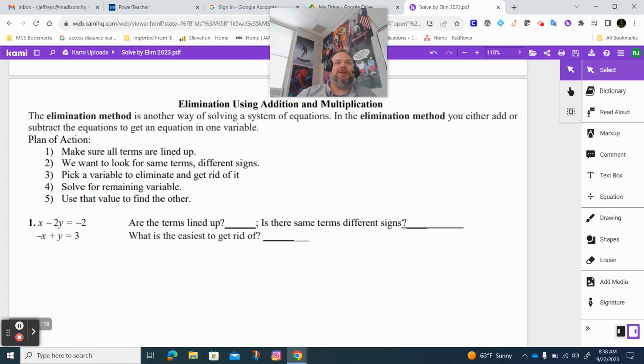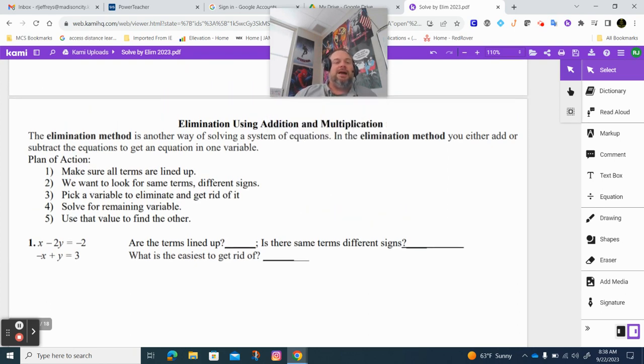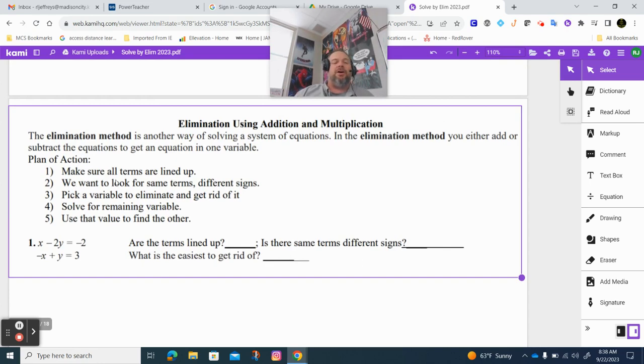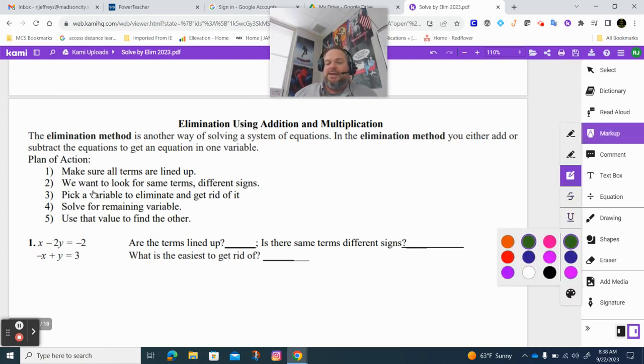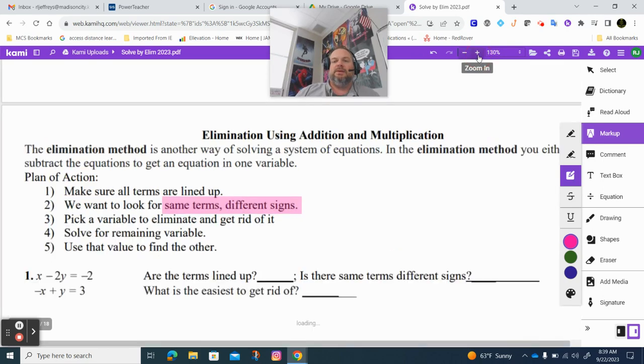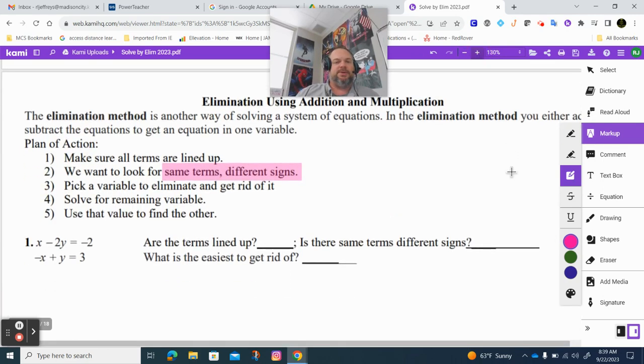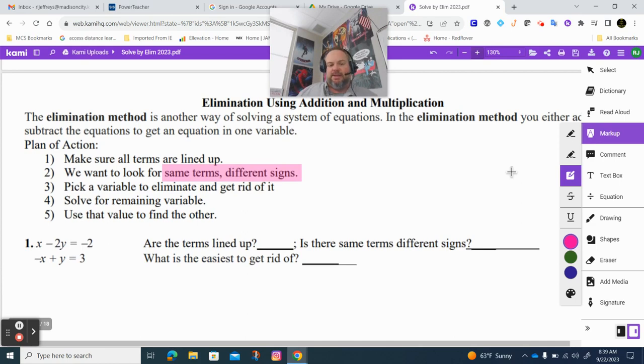All right, so elimination method. Here's the thing, make sure all the terms are lined up. We're going to go over that. Here is the main thing: same terms, different signs. That will actually help us eliminate one of these terms. Pick a variable to eliminate and get rid of it. Solve, find the other variable.